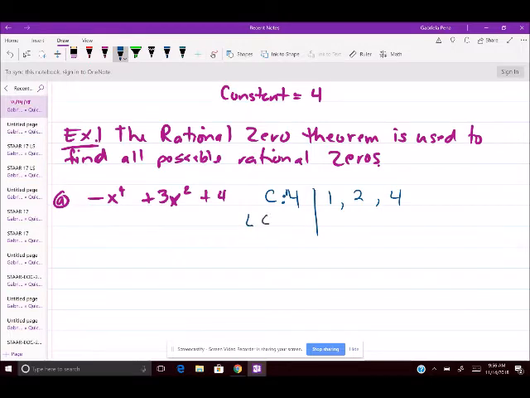Now, who's my leading coefficient? -1. How can I get a 1? Multiplying a 1 times a 1, right? Now, all these numbers need a plus minus in front of it because I could use a -1 times a -4, a -2 times a -2, a +2 times a +2. So it could be vice versa, different possibilities. Then you're going to have to list all the possible answers.